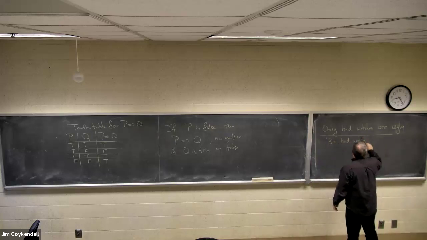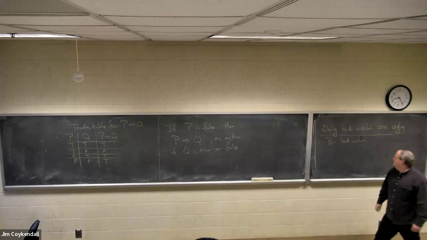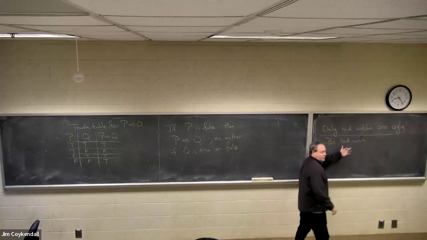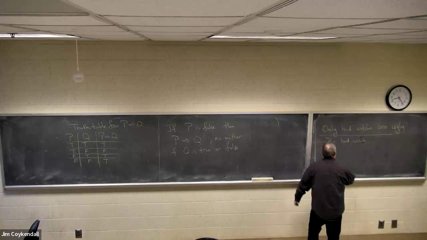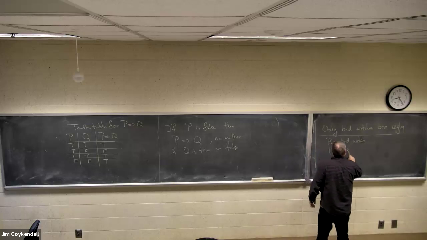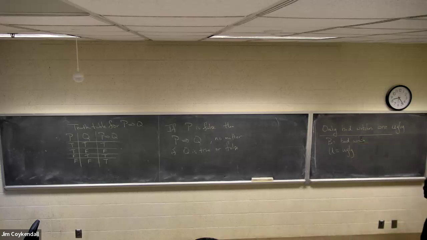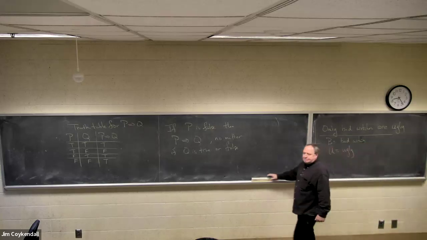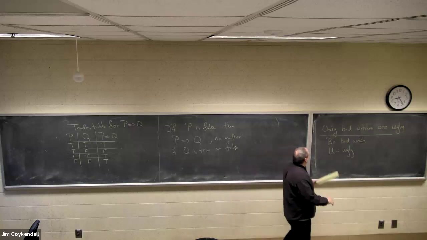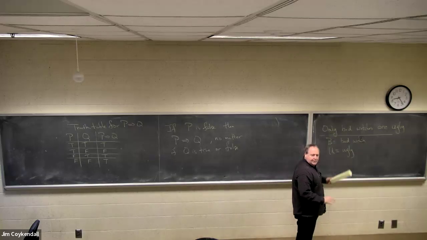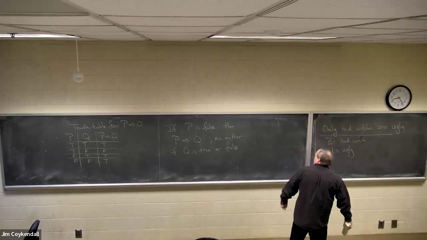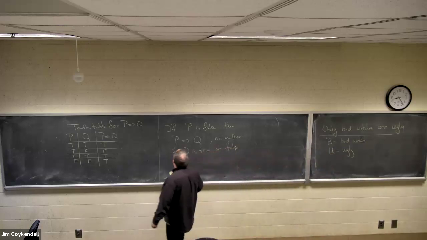Let B be bad witch, right? That's something that's either true or false. Q is ugly. That's something that we will assume to be either true or false. Can we write Glinda's statement in terms of a conditional?